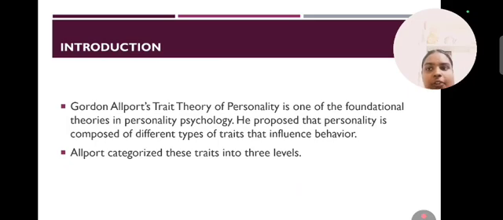First, Allport theory. Gordon Allport's trait theory of personality is one of the foundational theories in personality psychology. He proposed that personality is composed of different types of traits that influence behavior. Allport categorized these traits into three levels.